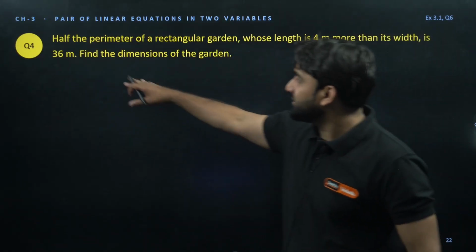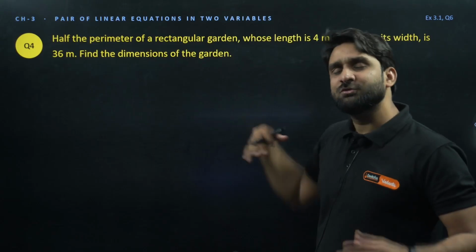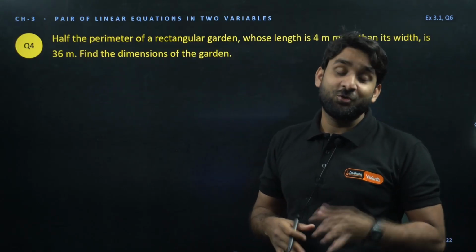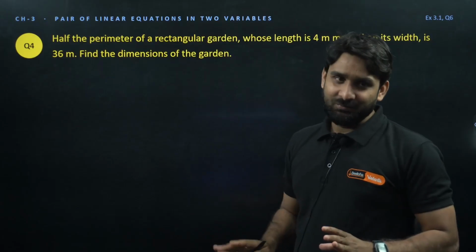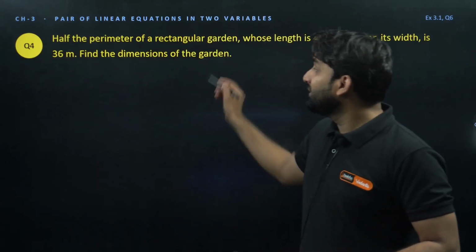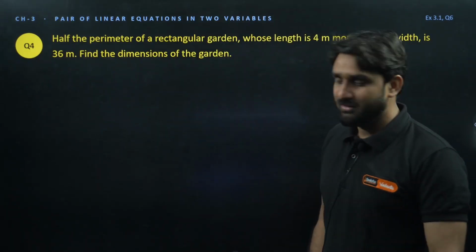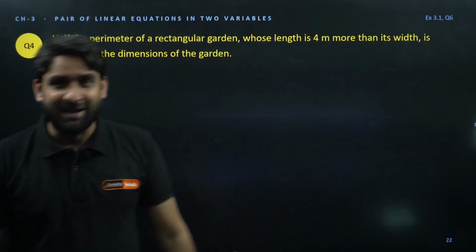Okay, so look at the question. Half the perimeter of rectangle. So what I have suggested you, always go to the last line. Here we are talking about a rectangle and the question is demanding: find the dimension of the garden, which is rectangular in shape.